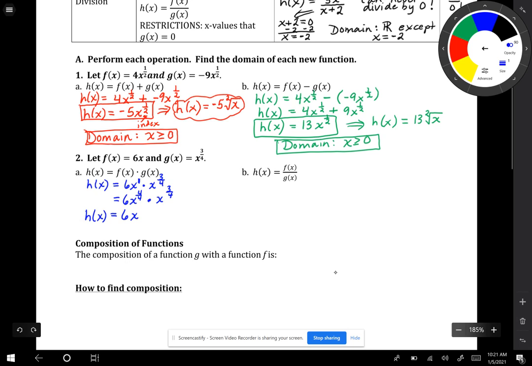But you don't add the 6 and this 1 that's here in front of the x to the 3/4. So 6 times 1 is 6, and then 4/4 plus 3/4 is 7/4. So that is your answer, and then write it as a radical.